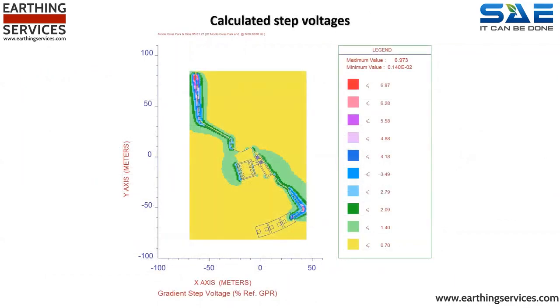This plot indicates the calculated step potential in the event of an earth fault. The plot shown is based on a percentage of the EPR being 6.97% of 413 volts, which is 28.79 volts, which is within the limits as indicated previously.